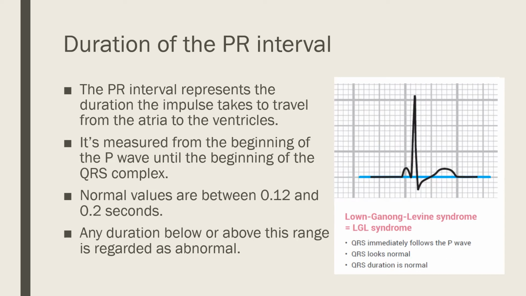This figure shows the second type of short PR interval, which is called Lown-Ganong-Levine syndrome, LGL syndrome, in which QRS immediately follows the P wave. Also, there is no gap, and QRS looks normal, not widened, unlike the WPW syndrome. The QRS duration also is normal.